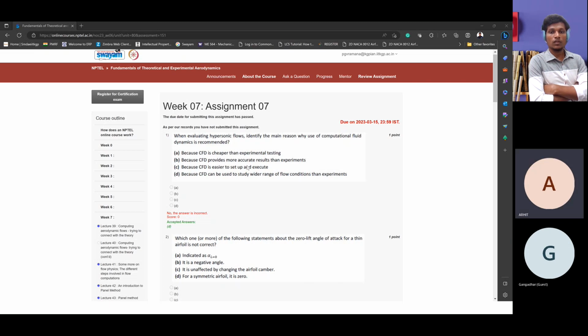The question: when evaluating hypersonic flows, identify the main reason why use of computational fluid dynamics is recommended. CFD is used to study wider range of flow conditions than experiment. Because CFD is cheaper than experimental testing. CFD provides more accurate results than experiment. Because CFD is easier to set up and execute. See, A, B, C are really not correct. Why, sir? CFD is not at all cheaper than experimental testing, especially for computational hypersonic flows.